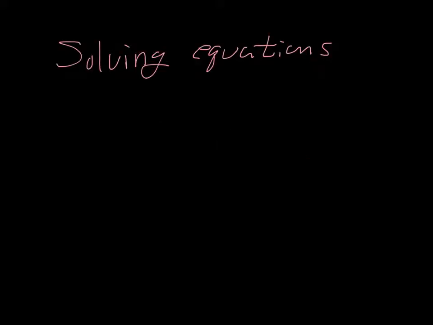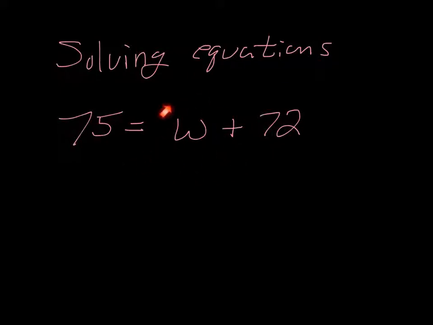Okay, in this part of the video, we're going to talk about solving equations. Okay, this is where learning your order of operations comes in handy very, very well. To start off with, for example, we're going to talk about 75 is equal to W plus 72. Ladies and gentlemen, in this case right here, we have a variable. We have an addition sign, 72, and we have over here our 75.